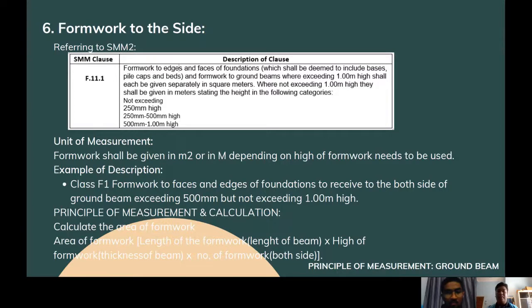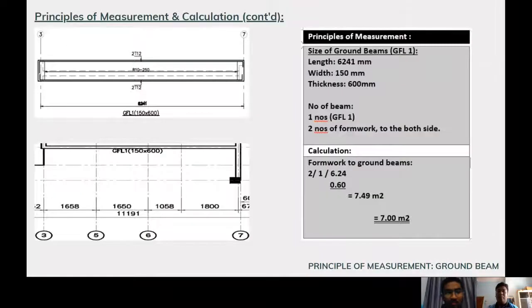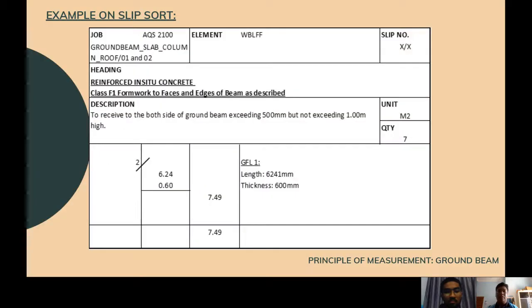So this is an illustration or sketch where we can see that there are two formwork, at the right and at the left. So the principle of measurement, like I said before, we need to know the size of the ground beam and the number of beams, and the difference is that we have two formwork, at the right and the left. After we multiply all that, we will get the measurement of the formwork. So this is an example on the slip sheet.